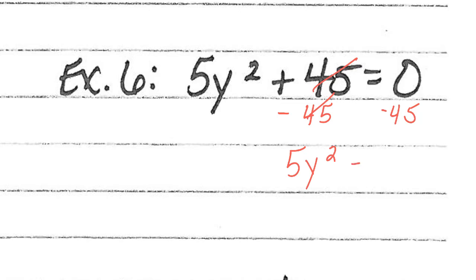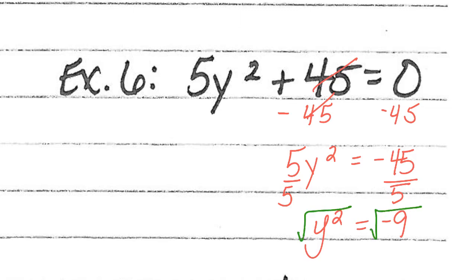5y squared equals negative 45. Divide each side through by 5. Y squared is equal to negative 9. What happens when I take the square root of each side? Notice the square and the square root cancel out. So we get y is equal to the square root of negative 9.